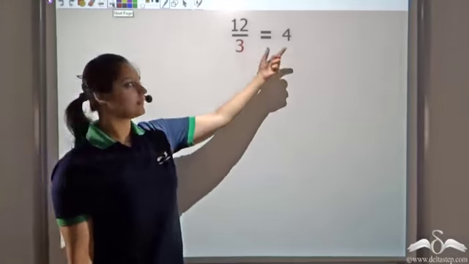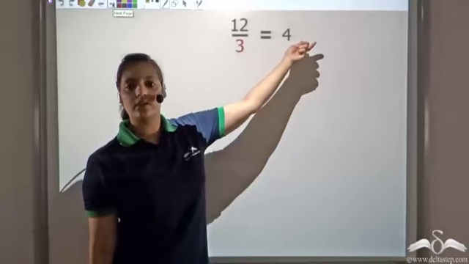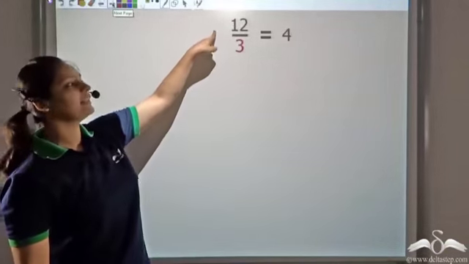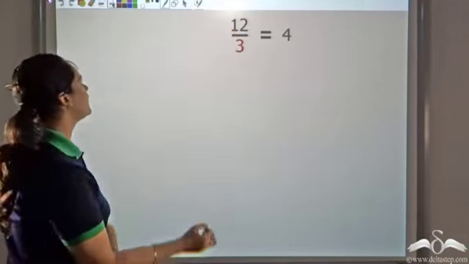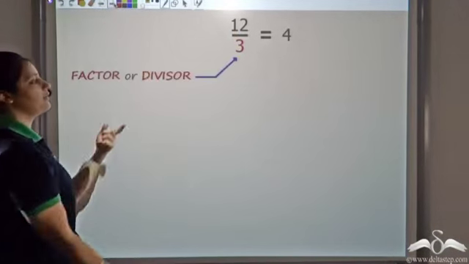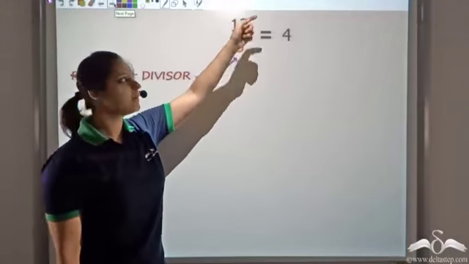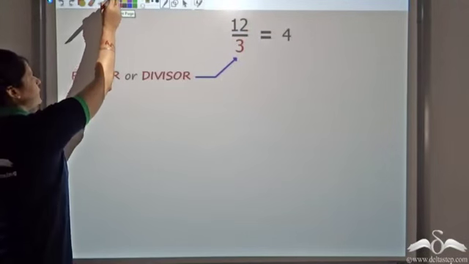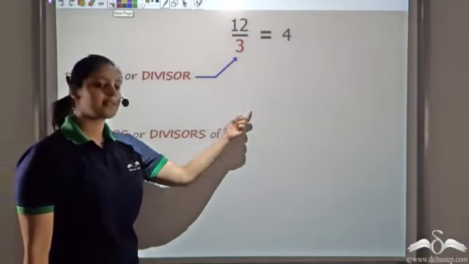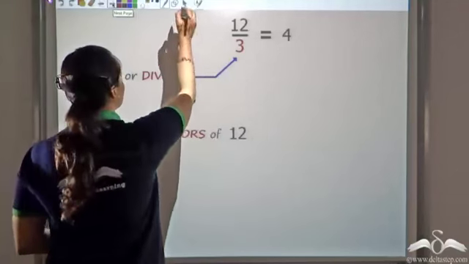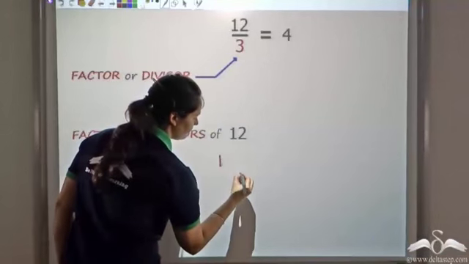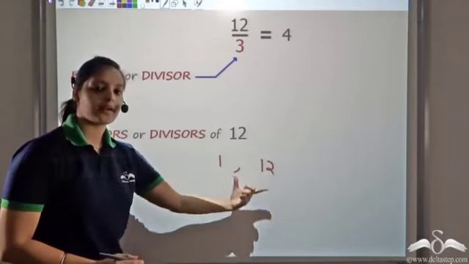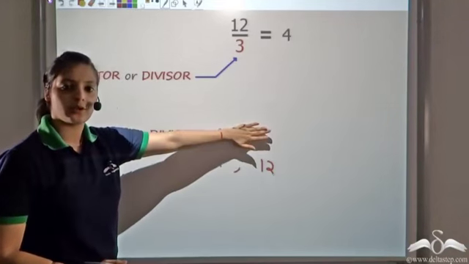So let's look at this. I know 12 divided by 3 gives me 4. So since 3 is perfectly dividing 12, is evenly dividing 12, I can say that 3 is a factor or divisor of 12. So now is this the only factor or divisor of 12? Let's find the other factors of 12. I know 12 is a natural number. So for sure 1 and the number itself, which is 12. These are the two factors or divisors which I am sure of for the number 12.